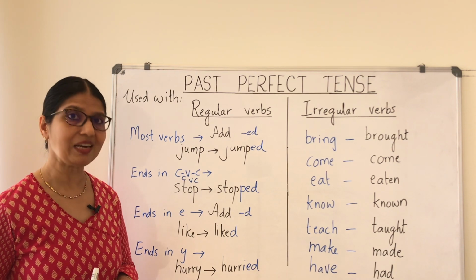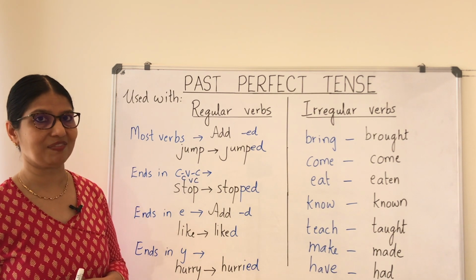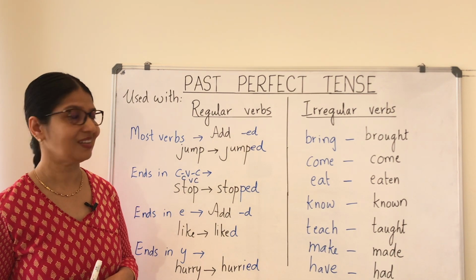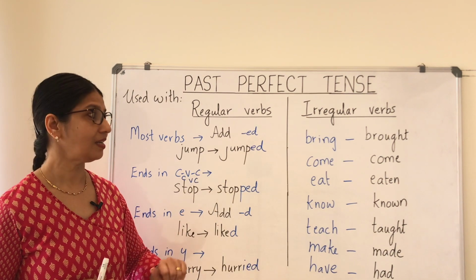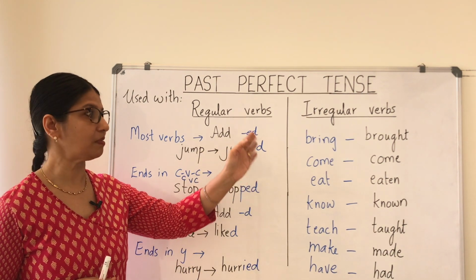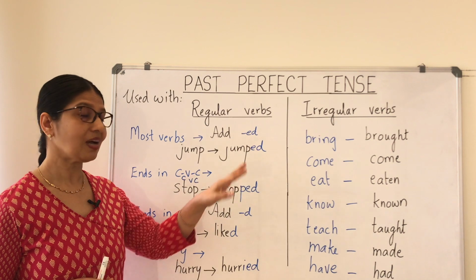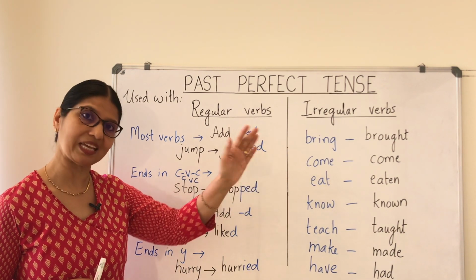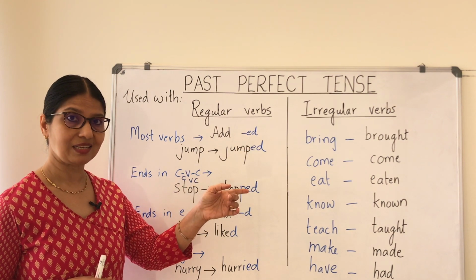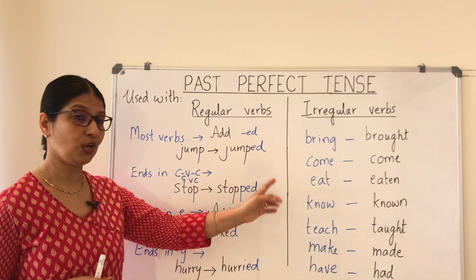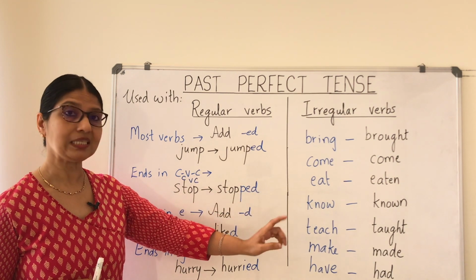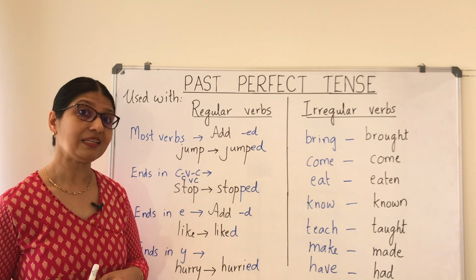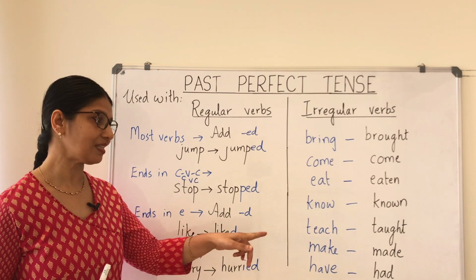But in the case of irregular verbs, the story is completely different. Here the past participles are formed in all sorts of ways. So here you have some examples. In the case of bring, the past participle is brought. Come, it is come, but you know that the past tense is came and the past participle is again come. Eat, the V3 form is eaten. Know, it is known. Teach becomes taught. Make becomes made. And in the case of have, the past participle is had.